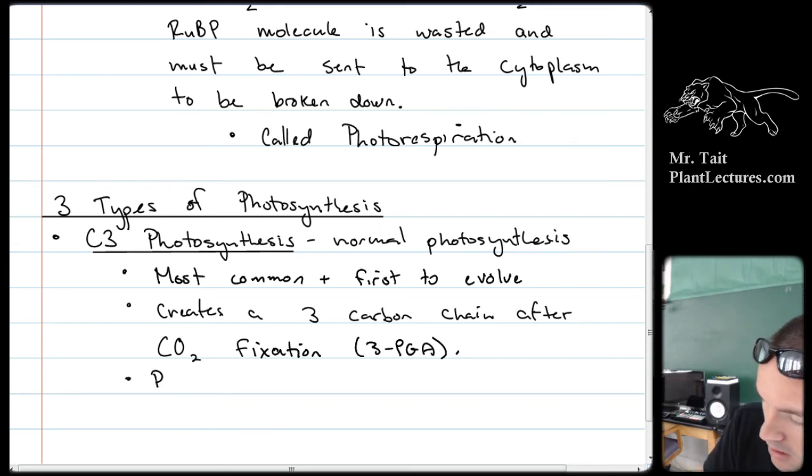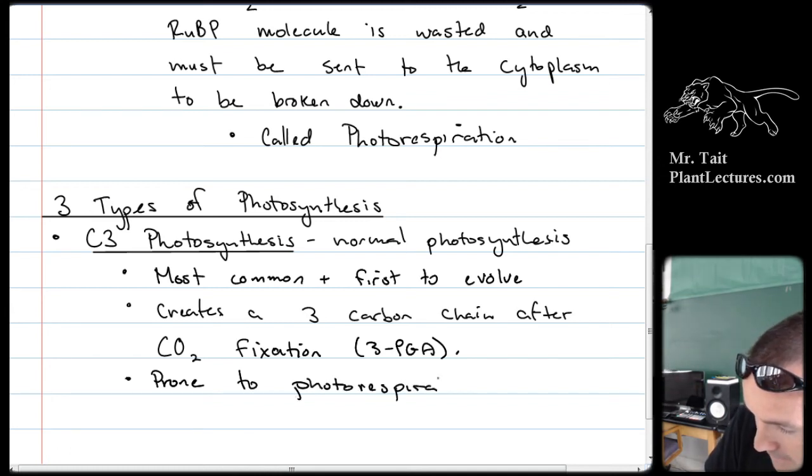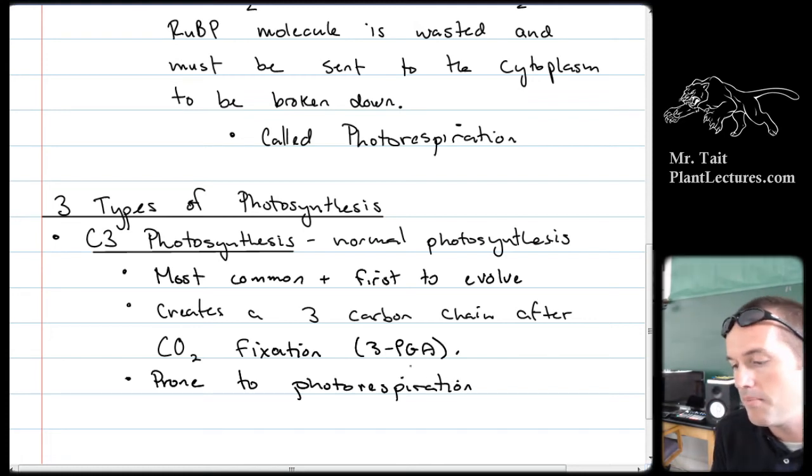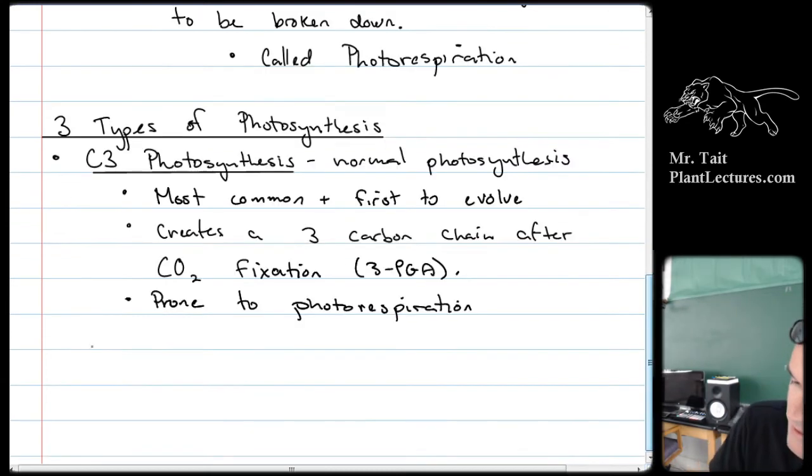It is prone to photorespiration. So anytime that you have a very hot environment or a very dry environment, C3 photosynthesis is not going to be the way to go, right? Because it's going to have to go through too much photorespiration, because it's going to keep its stomata closed too much. All right? Questions? All right.